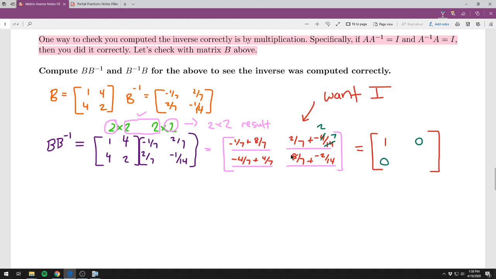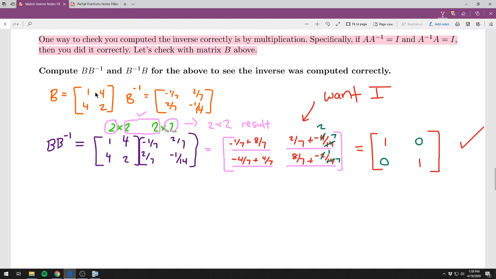And then the last one, 8/7 plus -2/14. You can take a 2 out of each of those, and we get 1/7. 8/7 minus 1/7 is 7/7, which is 1. All right, so this would suggest that we're pretty much there.